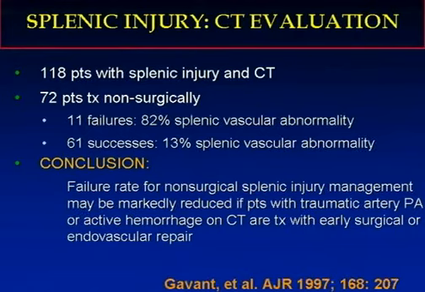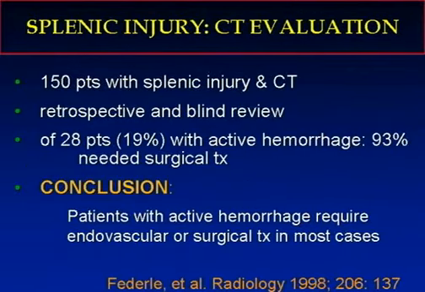This is a study published by Gavant in 1997, and this study showed that the failure rate for non-surgical splenic injury can be markedly reduced if patients with traumatic artery pseudoaneurysm or active hemorrhage are treated with early surgical or endovascular repair. And this was also confirmed by a study that was performed in 1998 by Federley, who looked at 150 patients, and of 28 patients who had active hemorrhage, 93% needed surgical treatment. So again, if you see pseudoaneurysms or active hemorrhage, make sure that you tell the surgeons or the trauma team covering that patient, because most of those patients will need to go to surgery.